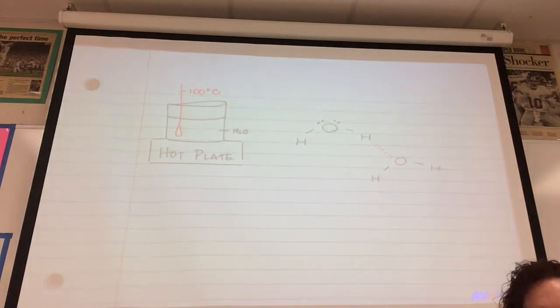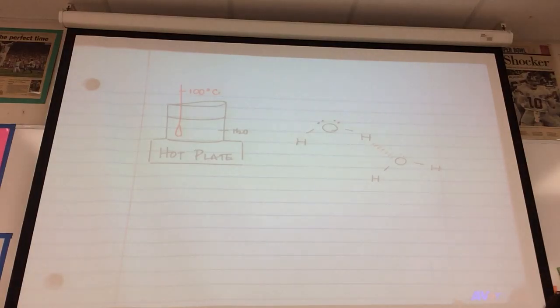Now, water is a polar covalent molecule. It has London dispersion forces. It has dipole to dipole forces. And what would we call this interaction? Hydrogen bond.